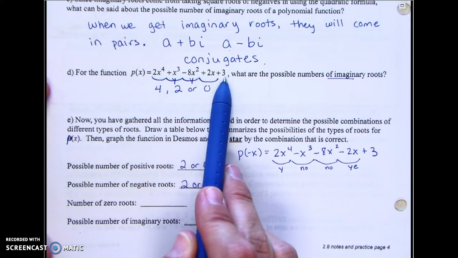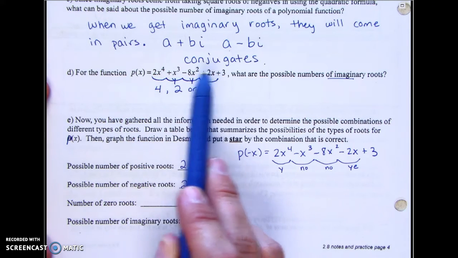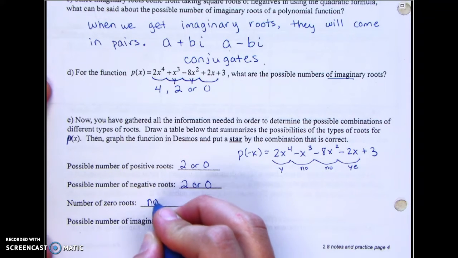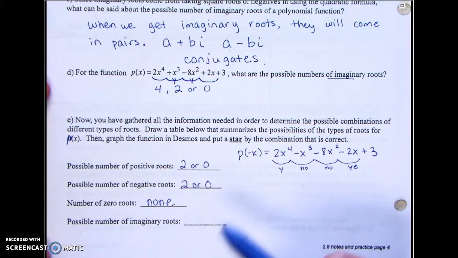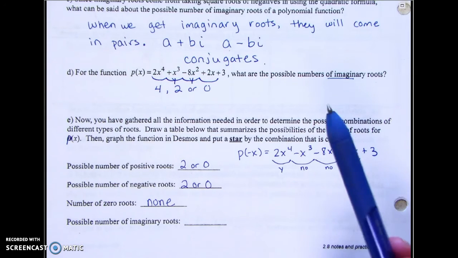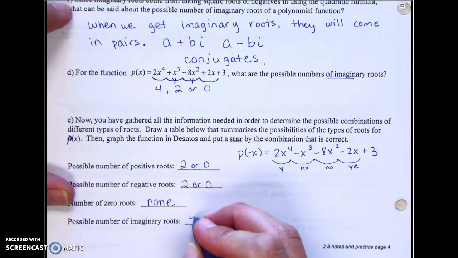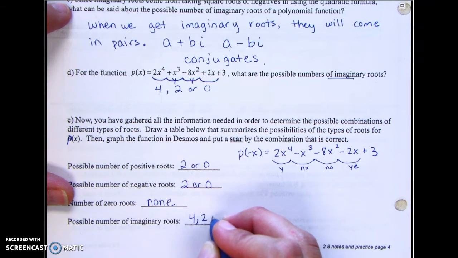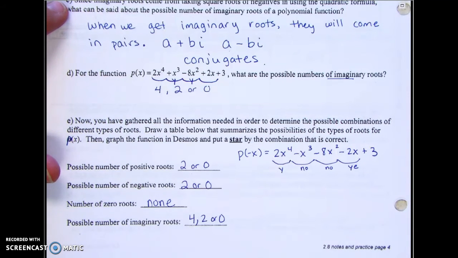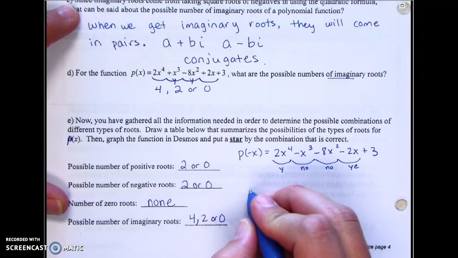Is x a common factor? I always say is 0 a common factor, but is x a common factor here? None. And what do all the roots have to add up to? 4, right? So the possible number of imaginary roots are 4, 2, or 0. And if we graph that, we would see which one's the right answer based on our little chart.